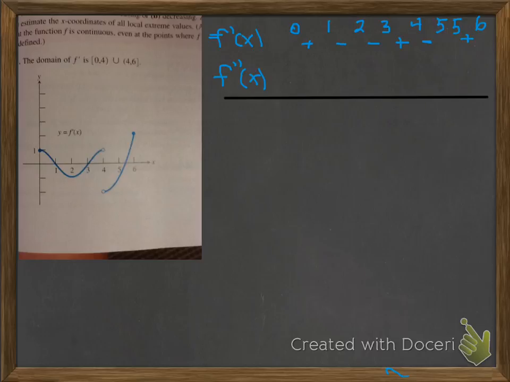My second derivative, from 0 to 1, the slope of my second derivative is negative. From 1 to 2, we're still negative. 2 to 3, we're now turning positive. 3 to 4, that slope is positive. 4 to 5, our slope is positive, but it's a little bit different. And 5 to 6, or 5.5 to 6, we're positive. All right, so now we're going to see how to graph this.